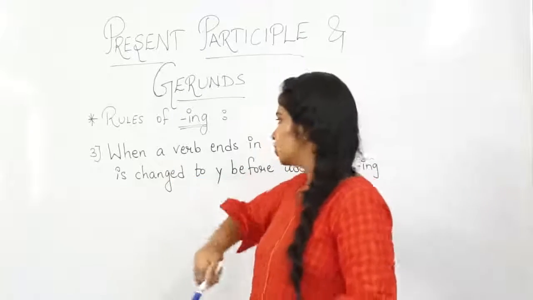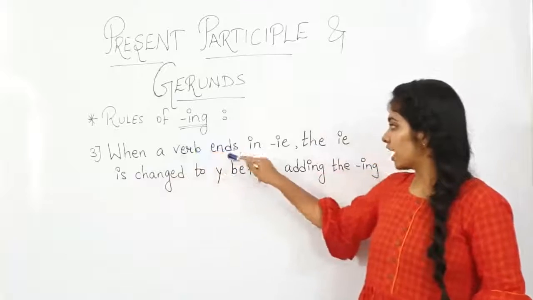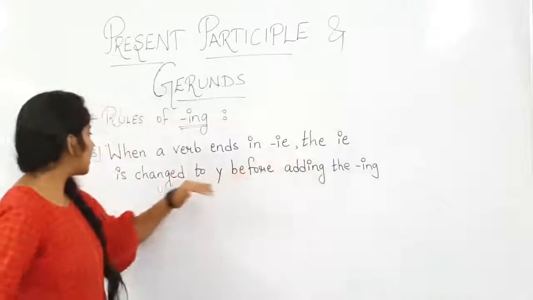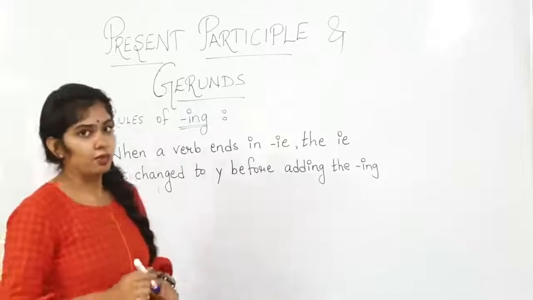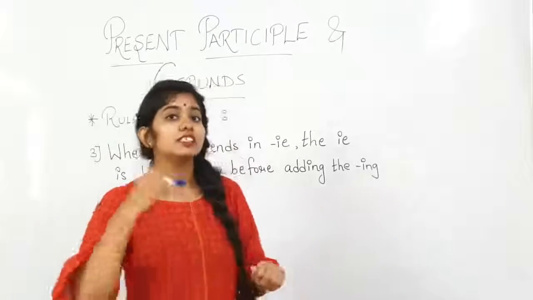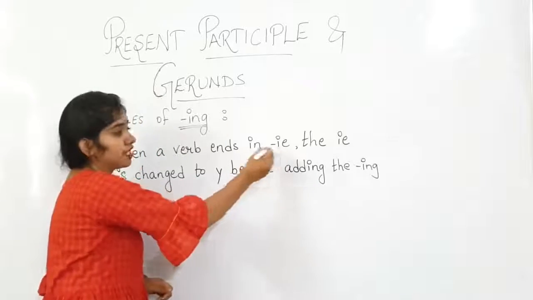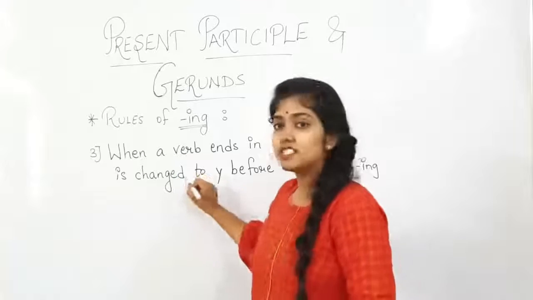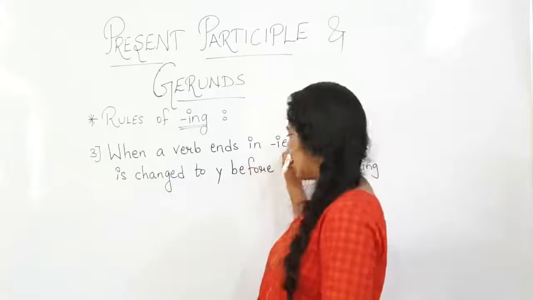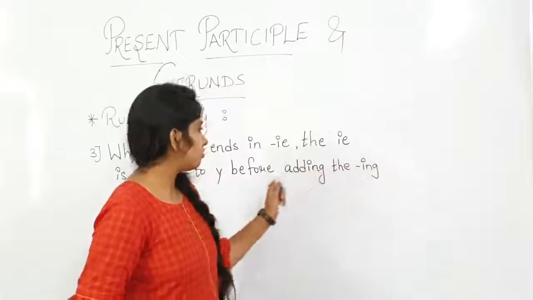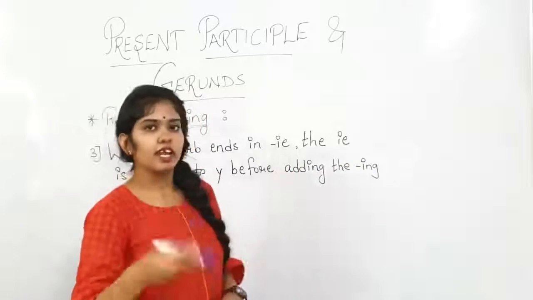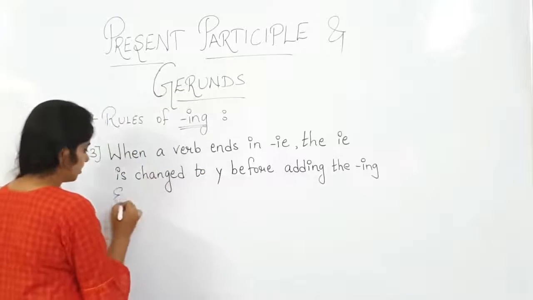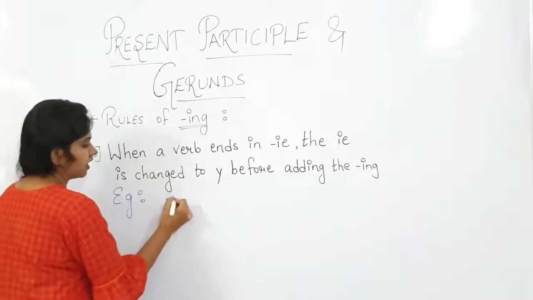Now our third rule, that is when a verb ends in ie, then ie is changed to y. Means whenever there is a word that ends with ie at the end of the word, it is changed to y. We will cut ie and we will write y instead of ie, and after that we will add ing. For example, die.